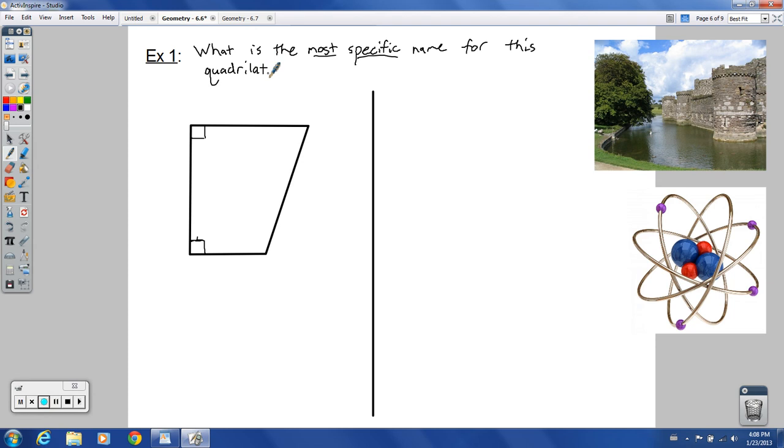I'm not asking you what it could be. I'm asking you what is the most specific name for it. And one other important thing, we've said it already, but the drawings are not necessarily to scale. So we can't trust the way the picture looks on these ones. Drawing is not necessarily to scale. And let's call these points M, A, T, and O. We'll go with those.